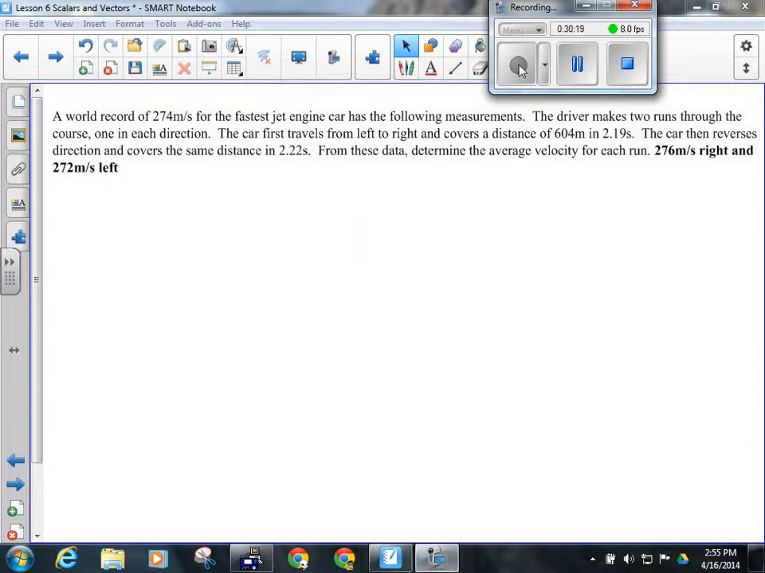All right. Okay, so for number 3, the key here is that you're actually dealing with each run separately. For the first part, you're taking your distance and your time. How fast does it go when it's making the run to the right? And then how fast does it go when it's making the run to the left? When you're going to the left, it's just 604 meters, but now it's in 2.22 seconds. So it's 2 separate calculations. Does that make sense?